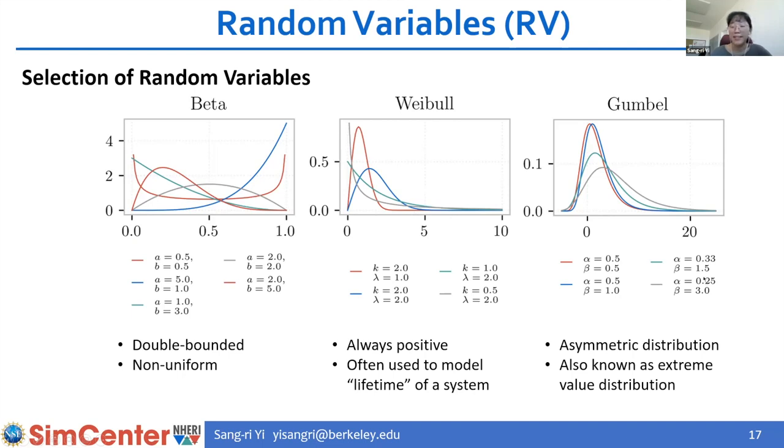And then there's the Gumbel distribution, which is also known as the extreme value distribution. This does not have any bound, but as you can see in this plot, it is quite asymmetric. This distribution is widely used when your random variable is an extreme value. That means, for example, when your random variable is defined as the maximum of multiple random variables or a peak response, then the Gumbel distribution can be a good choice.